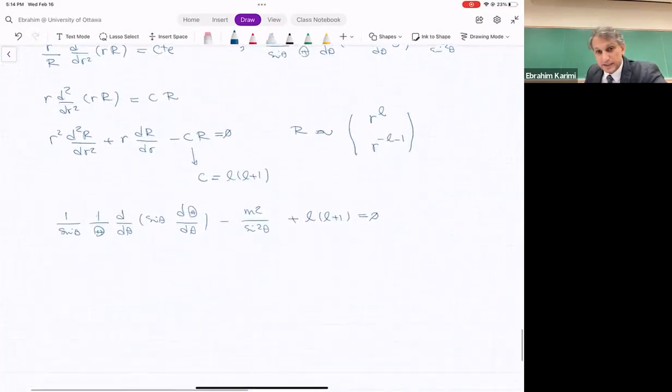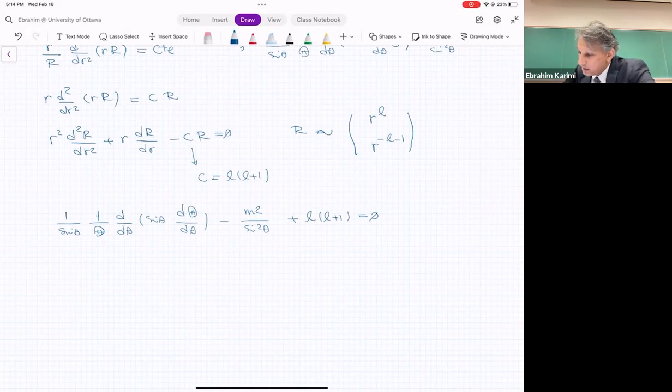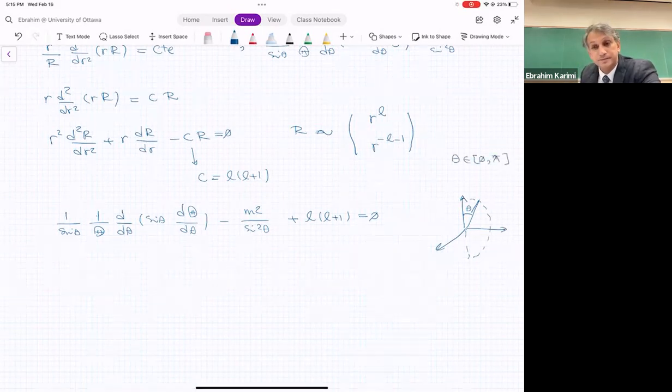So the only part that is remaining as a puzzle for us is the theta part. Remember, theta is related to that angle from Z. What is the value of theta? It is changing from 0 to pi. Okay? Which essentially means cosine of theta is bounded between 1 and minus 1.